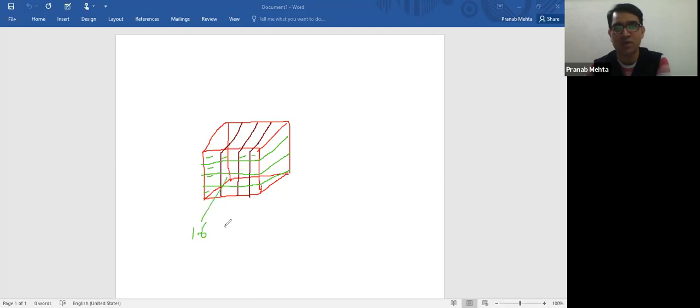Are we getting 16 cubes? Yes or no? Yes. We are getting 16 cubes. Now here also, if I give 3 cuts, so total how many slices are we going to have? We are going to have 4 slices. Do you people agree? If I give 3 cuts here, I am going to have 4 slices.